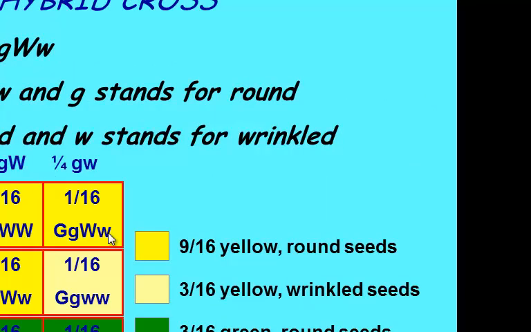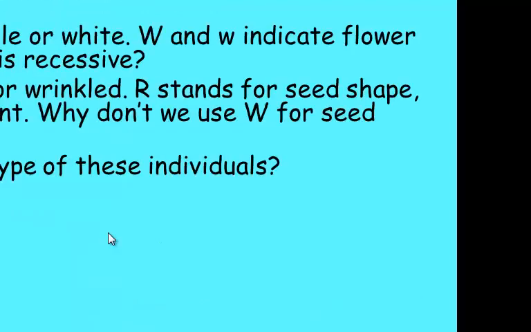So this is a picture of what the Punnett square looks like that comes up from the dihybrid cross. And again, you can see the 9:3:3:1 ratio. We'll do a couple of these in class, and we'll also do some for your homework.